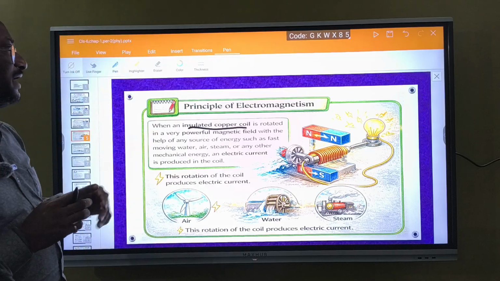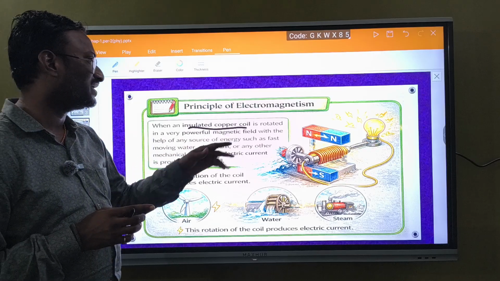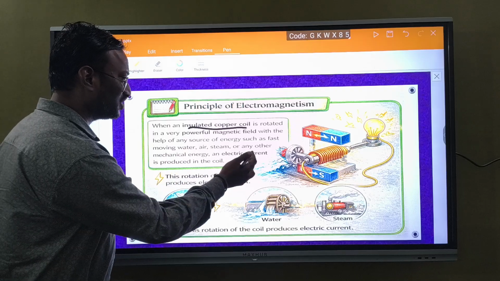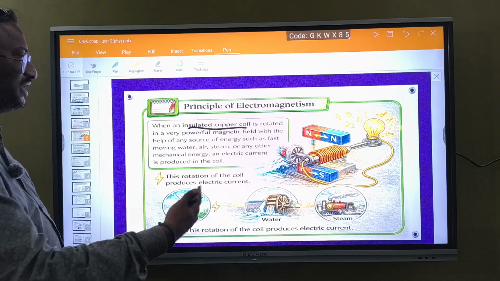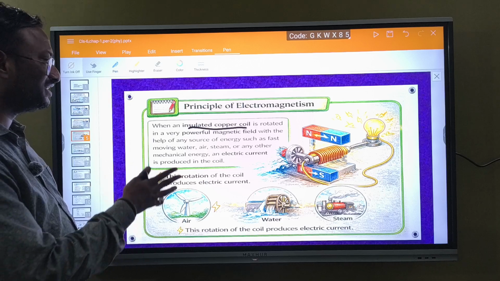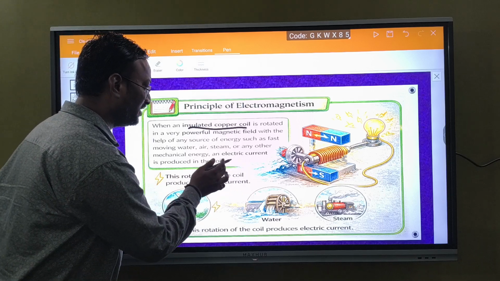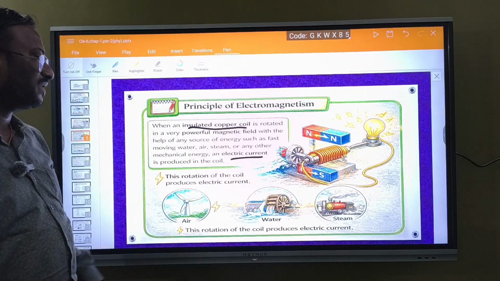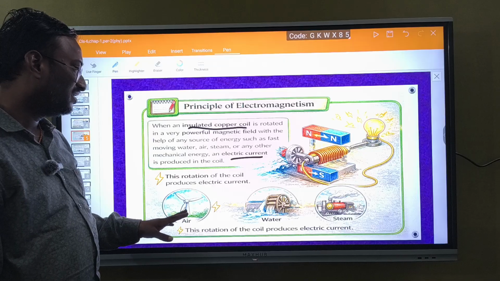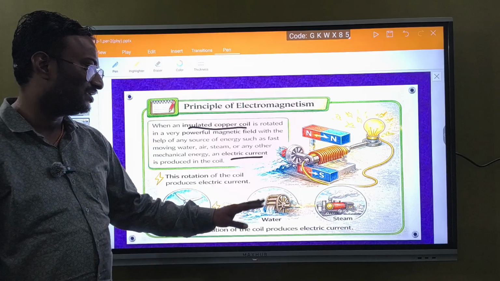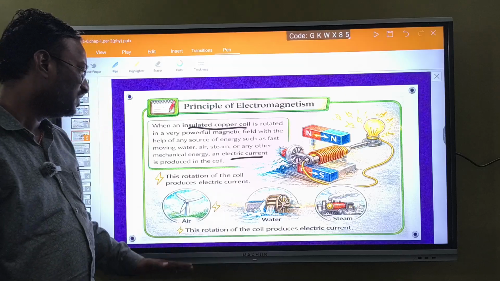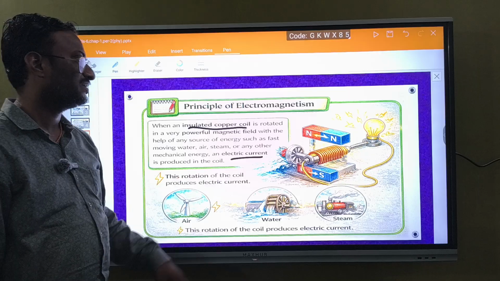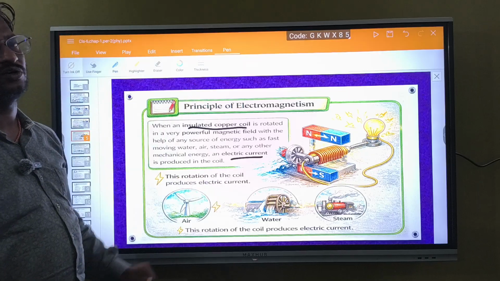It is rotated in a very powerful magnetic field with the help of any source of energy such as fast moving water, air or steam, or any other mechanical energy, to generate an electric current. So to produce electric current we use an insulated copper coil, and with the help of air current, water current through turbines, and steam, we produce the rotation of the coil, which will produce electric current. So this principle we call electromagnetism.